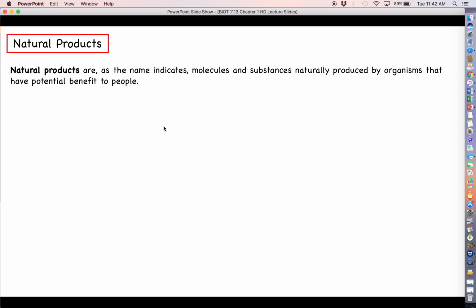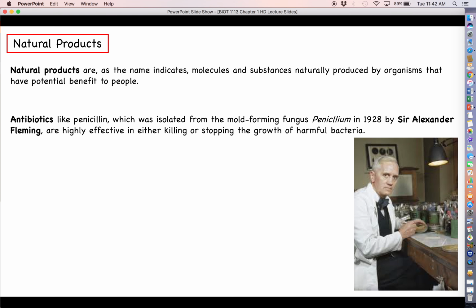So, the first thing we want to do is differentiate between what are called natural products and what are called bioengineered products. Natural products are molecules and substances that are produced, as the name indicates, naturally by organisms, and we can identify through research natural products that have a potential benefit to us as people, right? A very good example of this historically is antibiotics, penicillin being the best example.